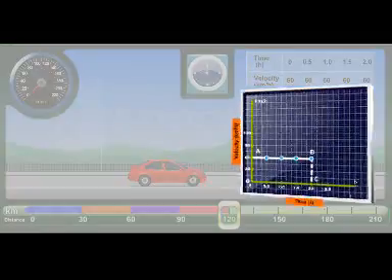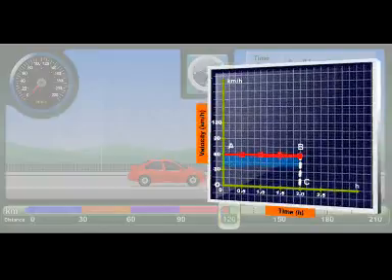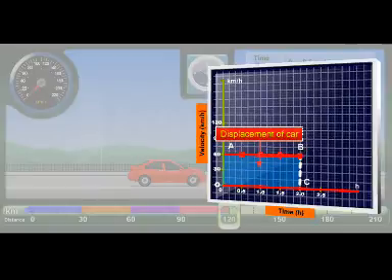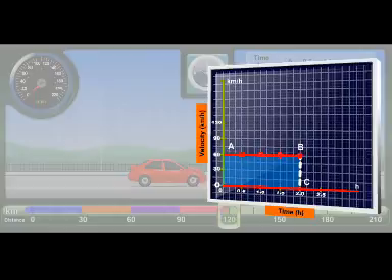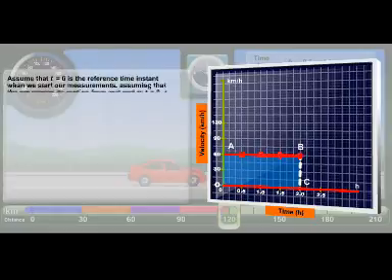Since the area enclosed by the velocity time curve and the time axis gives the displacement of the moving object, the displacement of the car during the time period when it is moving with uniform velocity can be calculated as shown.